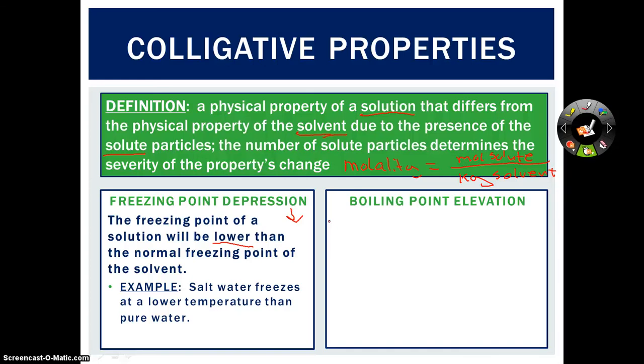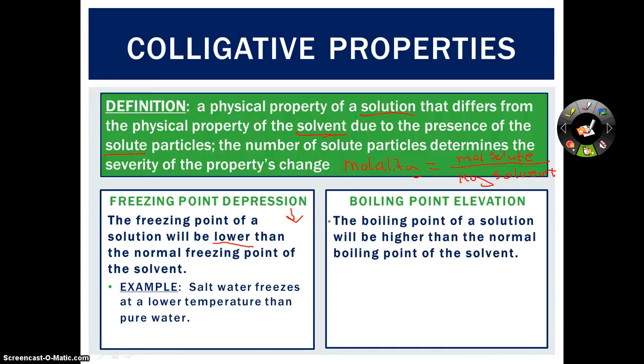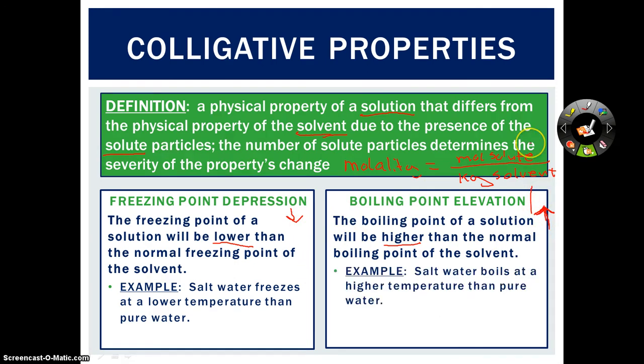Boiling point elevation is the opposite. The boiling point of a solution will be higher than the normal boiling point of the solvent. So in boiling point elevation, the boiling point increases. Okay, so adding solute both decreases the freezing point, lowers the freezing point, and makes higher the boiling point. An example would be this: if we had salt water, it would actually boil at a higher temperature than pure water. So the same salt solution, lower freezing point and higher boiling point.